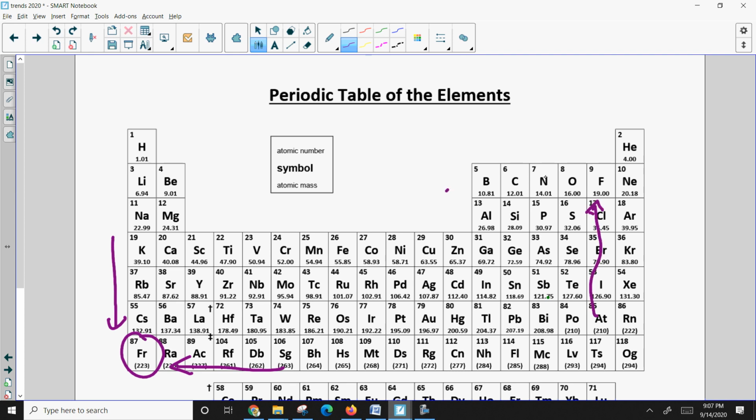Well, how about going this way? Remember, fluorine wants to gain one electron. Oxygen needs to get two electrons, so it's a little bit harder to do that. As you go across, as you need fewer and fewer electrons, it's easier and easier to react. So the most reactive nonmetal would be fluorine. Again, the most reactive metal would be francium. And all of these over here are not reactive.